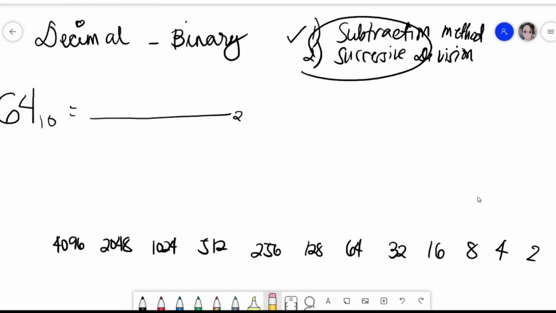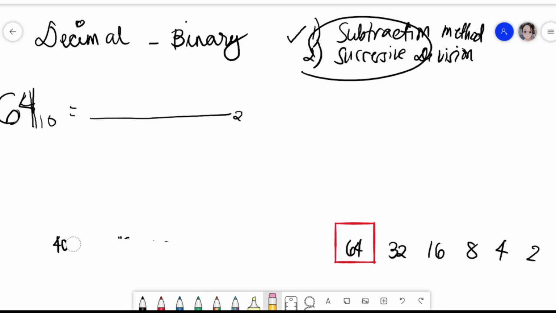So now what we will do, since we have the value of 64, all you need to do is to find the nearest number to 64. Okay, so we look for the number nearest to 64. We cannot use 128, because it is greater than 64. So here we can use 64. So we can now delete the others, since 64 is the only one we need.